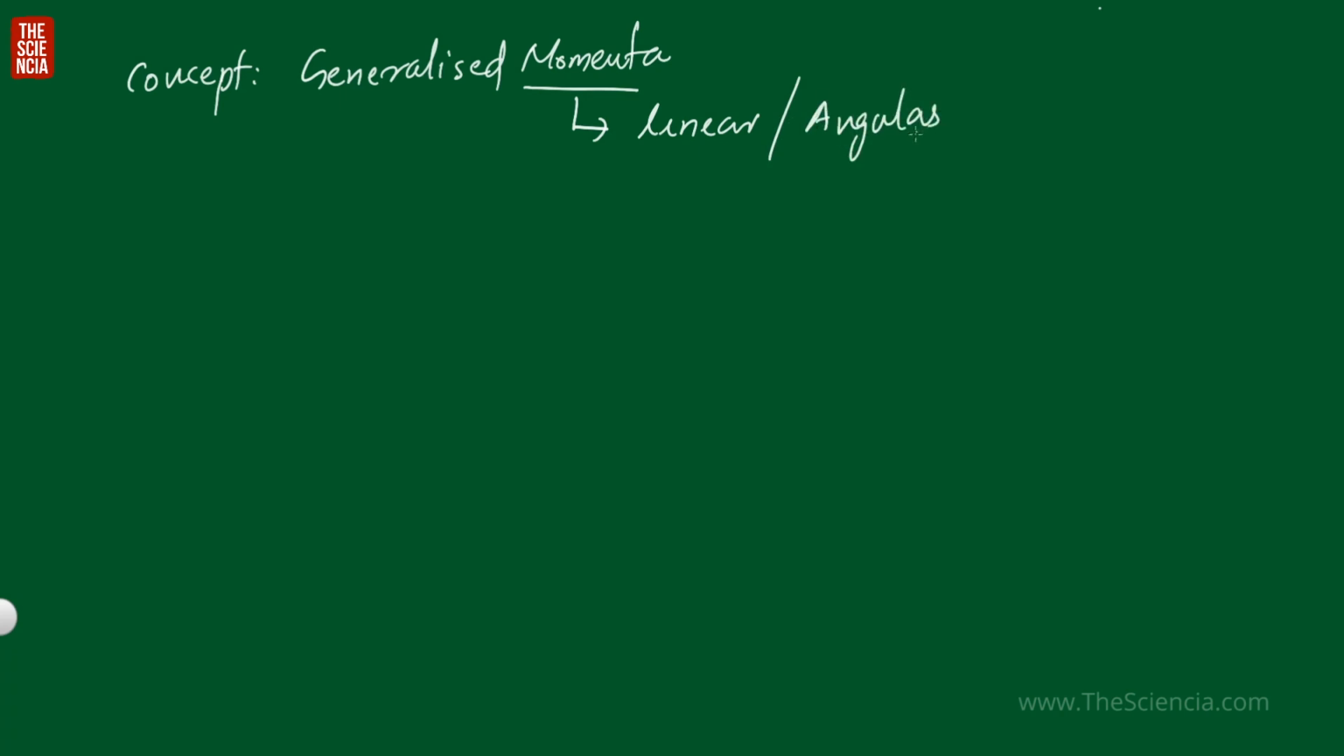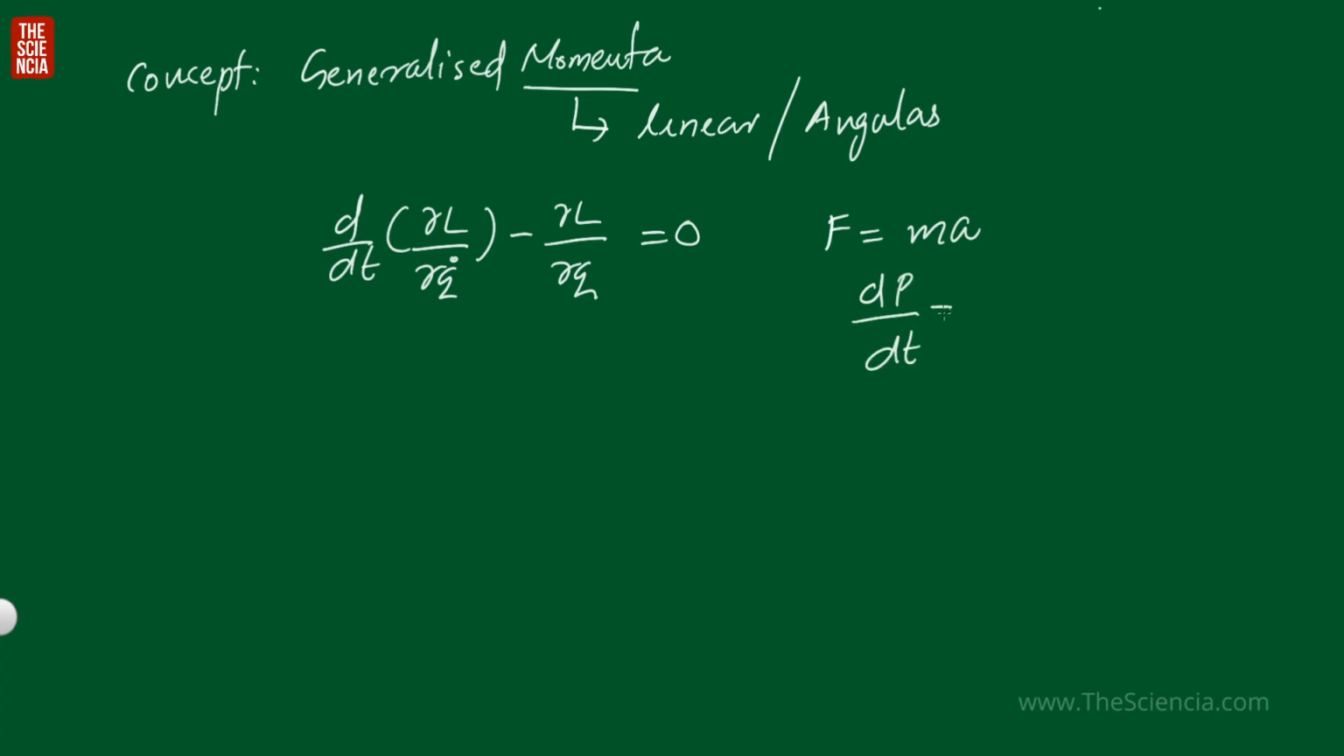Another concept, generalized momentum. What is this? If a body is in translation motion, then it is called linear momentum. And if a body is in rotation motion, then the momentum will be called angular momentum. And we know Lagrange's equation of motion, that is d/dt of ∂L/∂q̇ minus ∂L/∂q equals 0. And I told you we derived Lagrange's equation of motion from D'Alembert's principle, and D'Alembert's principle is based on Newton's equation of motion, that is F equals ma. Or we can rewrite it in another way, that is dp/dt equals force.